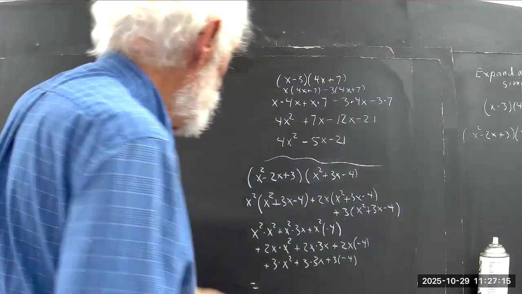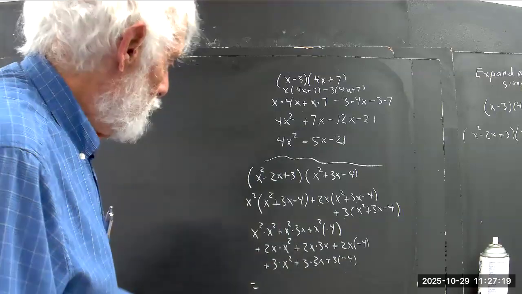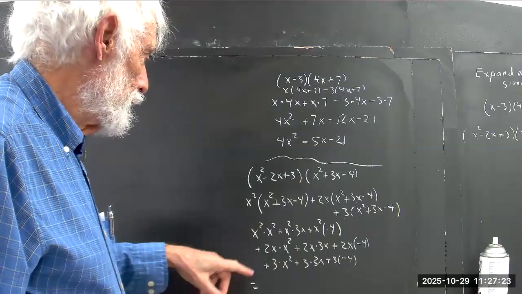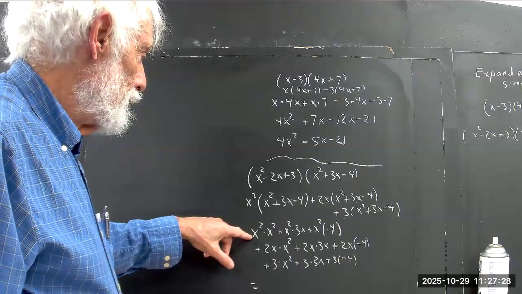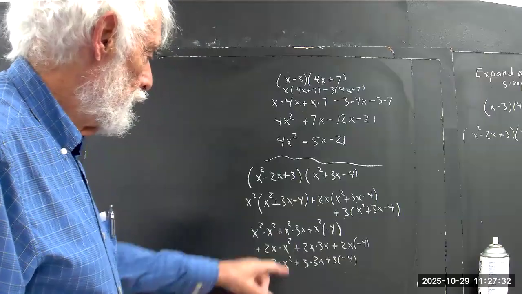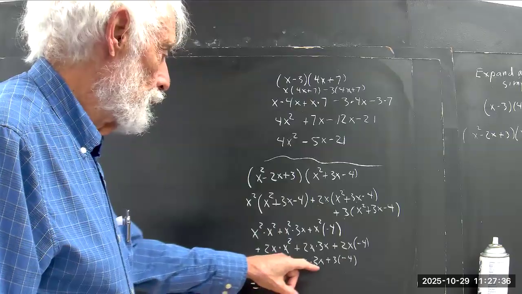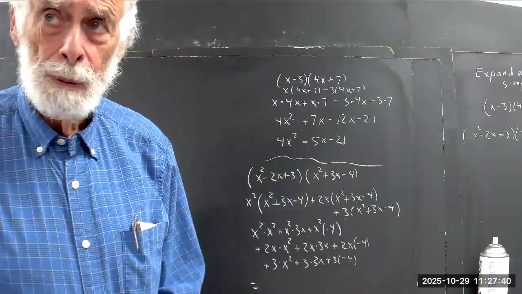But this actually kind of has an advantage because you can see that I've got my x squared here, my 3x here, and my -4 here. I've got my x squared, my 3x, and my -4. Got my x squared, my 3x, and my -4. So I've got all of these. You see what I'm talking about?